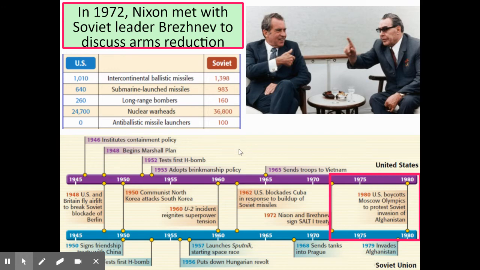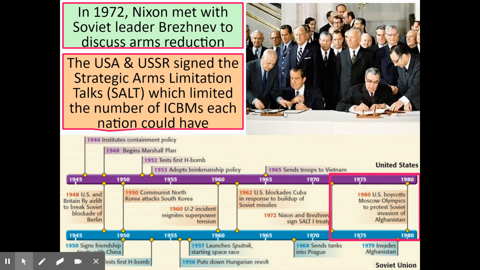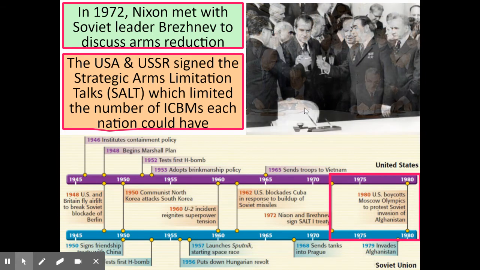So Nixon met with Brezhnev, who was the leader of the Soviet Union. Brezhnev, excuse me. I got my communist leaders mixed up. So Brezhnev and Nixon talked about reducing arms. This is the ICBM. So we signed the Strategic Arms Limitation Talks, which is SALT, and this limited the number of ICBMs, or intercontinental ballistic missiles, that each country could have.